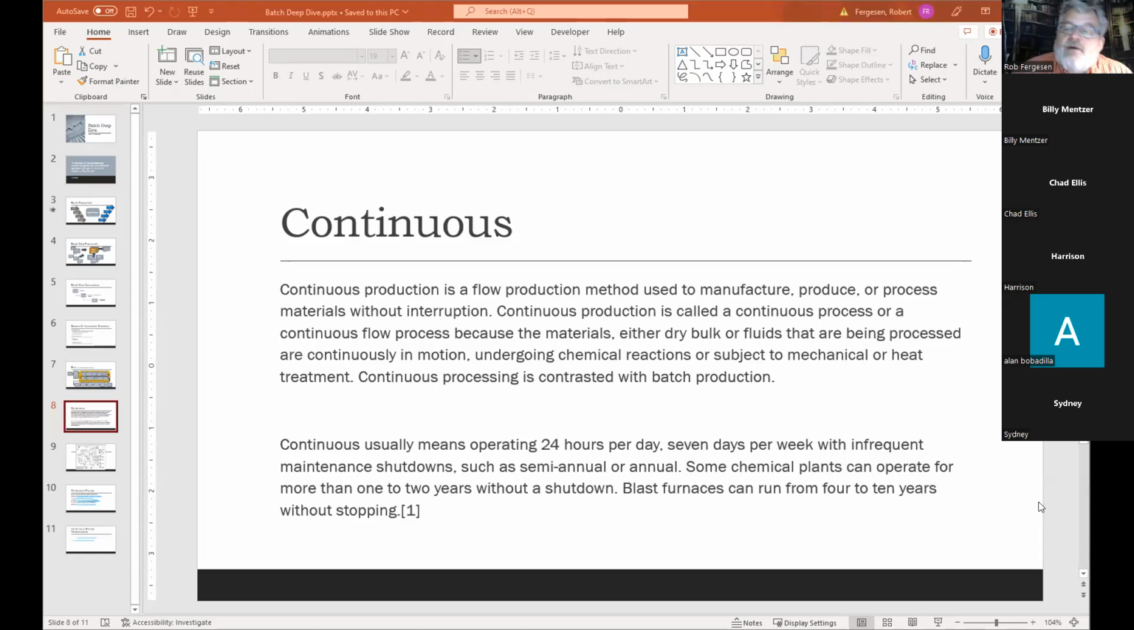Okay, so now we're going to talk about continuous manufacturing process. This is the definition from Wikipedia, which I think is excellent. And the continuous process is one where you always have material flowing. That's kind of the definition.